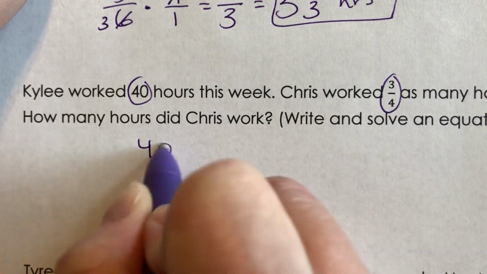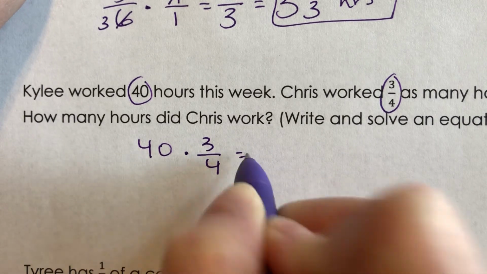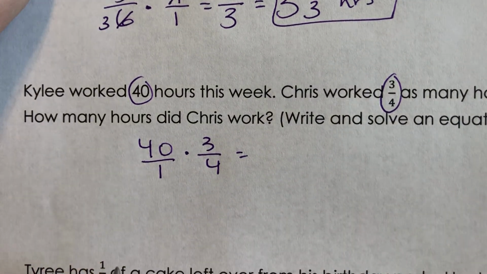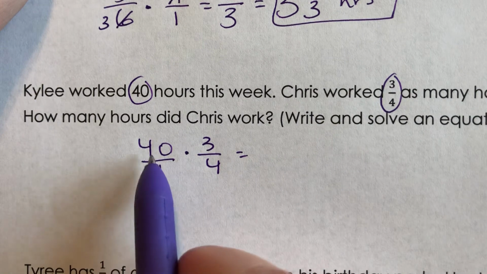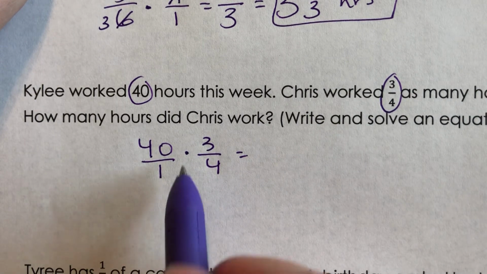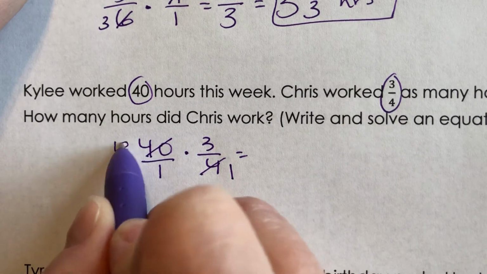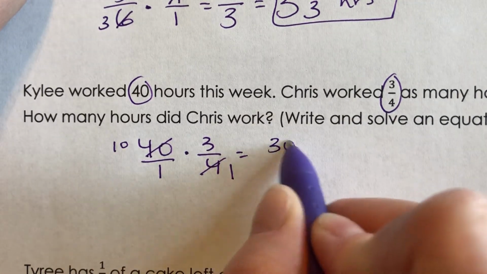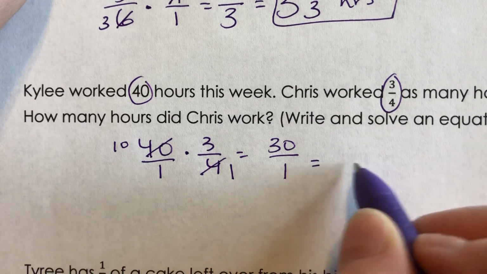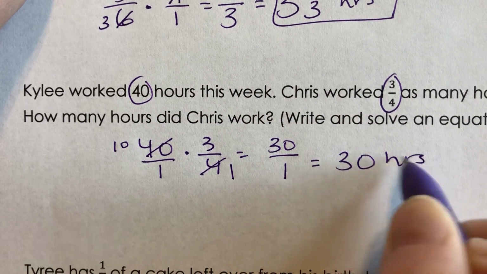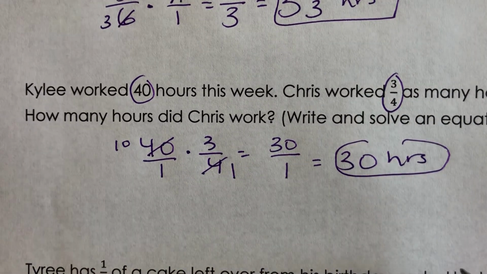All right, so let's do 40 times 3/4. I'm gonna put a 1 underneath the 40. I can definitely cross simplify this 40 and the 4. 4 goes into both. 4 goes into 4 once. 4 goes into 40 10 times. And 10 times 3 is 30. 1 times 1 is 1. And 30 hours. That is how many hours that Chris worked.